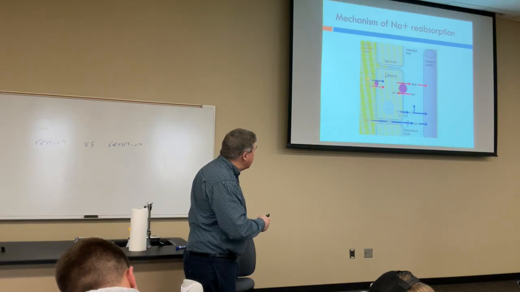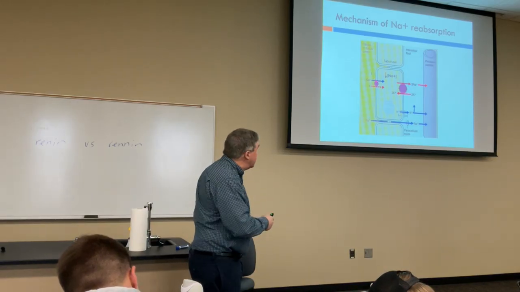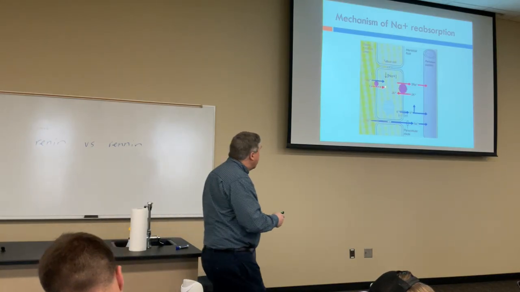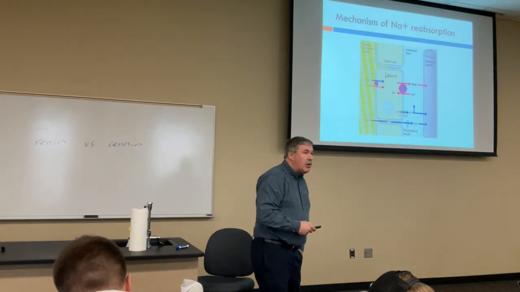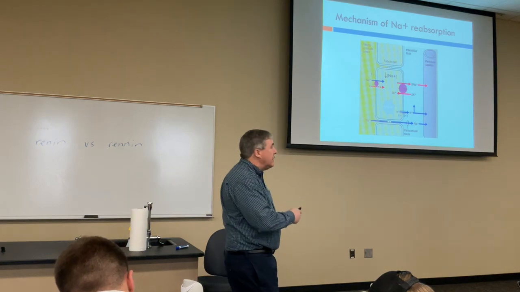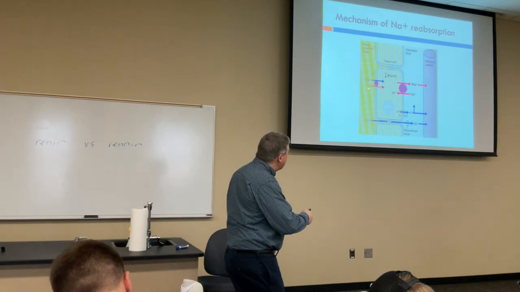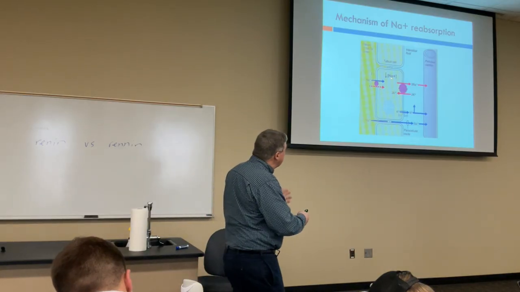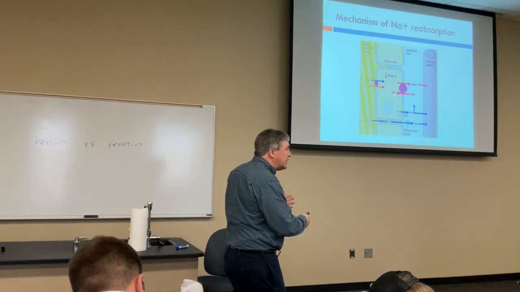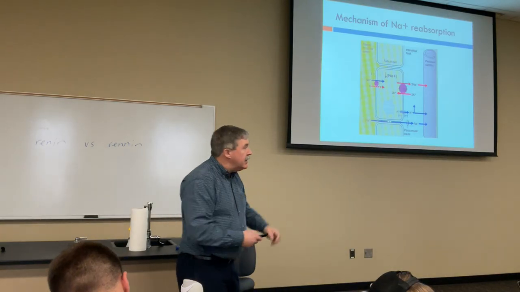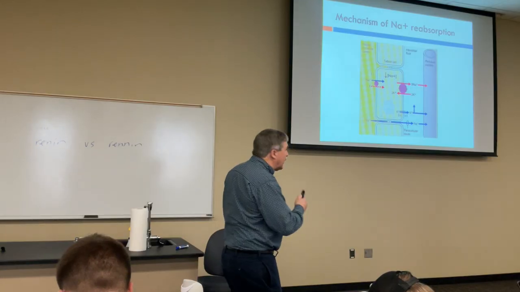sodium can diffuse via facilitated diffusion from the filtrate into the cell, because the concentration of sodium is always lower inside the cell than it is in the filtrate, because sodium is constantly being pumped out. So you have a very low concentration here. So you have what's called a standing gradient of sodium. The concentration of sodium is always lower inside these cells than it is in the filtrate. So sodium can move by facilitated diffusion from the filtrate into the cell.